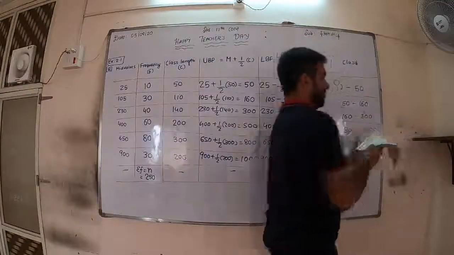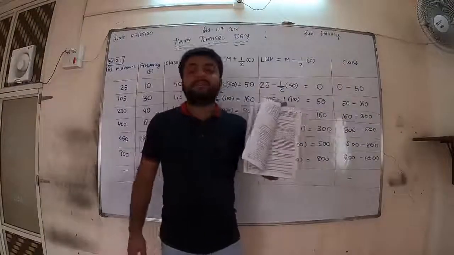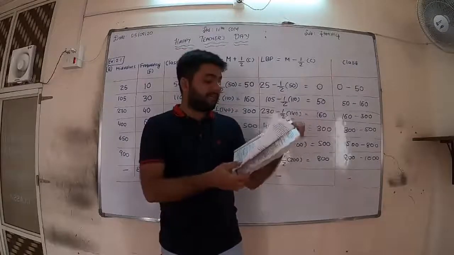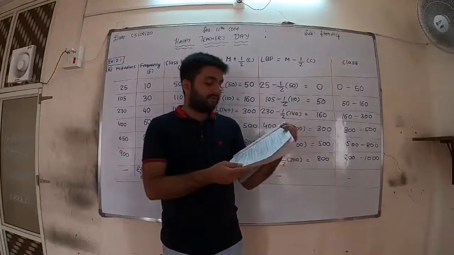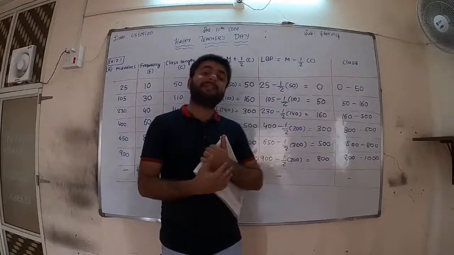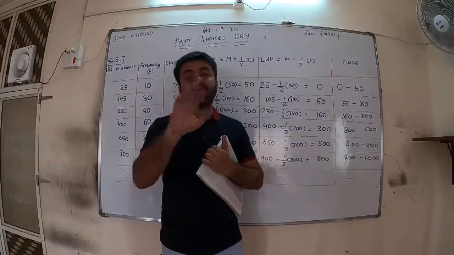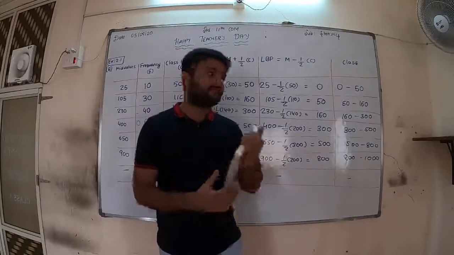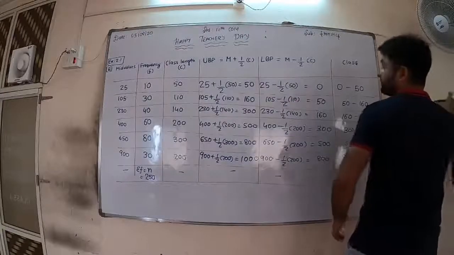You can check the columns. Check the difference between all the mid values: 11.5, 21.5, 31.5, 41.5, 51.5. So it says that the class length is 10, the difference is 10. Okay, friends? Yes.